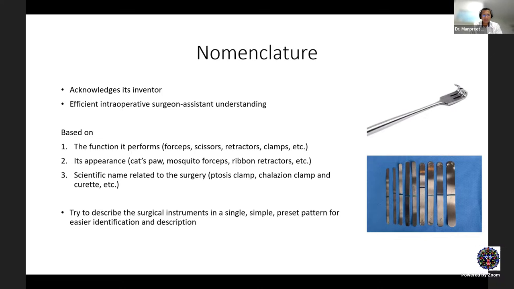So based on the function, appearance, and the scientific name related to surgery, the instruments can be named. Try to describe the surgical instrument in a single, simple, and preset pattern whenever you describe it in front of the examiner, so that the examiner understands that you know what you are dealing with. It also makes identification easier, and the description tells the story, the way you describe the instrument.